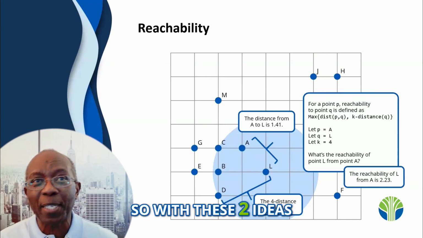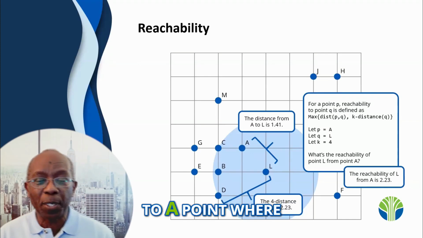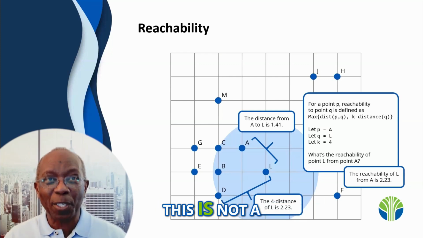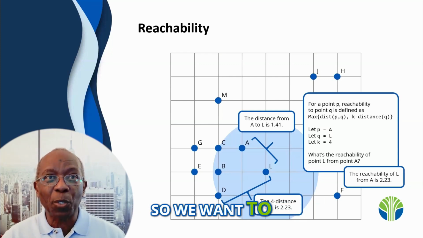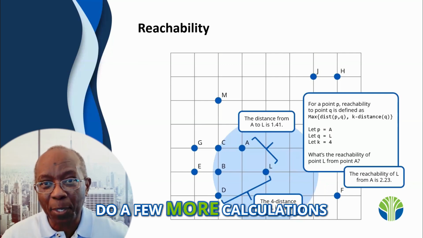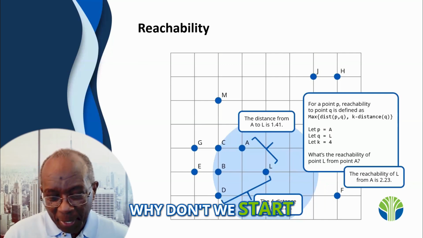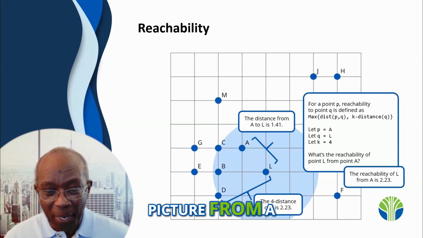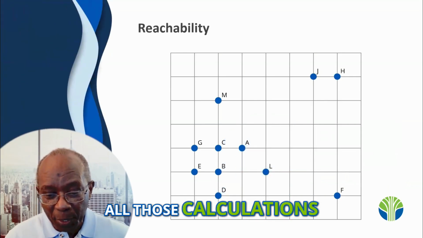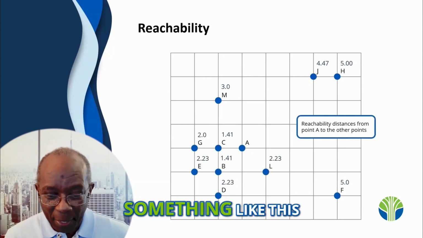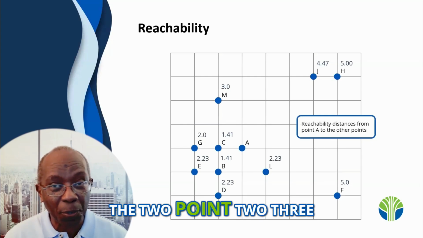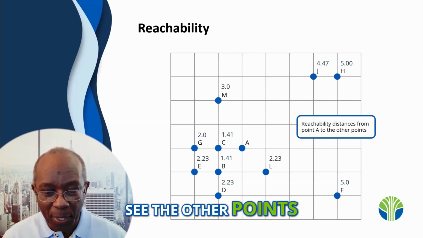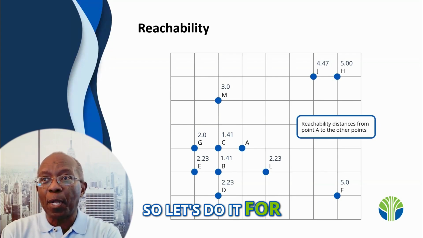So with these 2 ideas, we want to get to a point where we can say, this is a normal point, this is not a normal point. So we want to do a few more calculations. Why don't we start by saying, what's the reachability of every point on our picture from A? So if we do all those calculations, we're going to get something like this. Notice the L has the 2.23 and the G has the 2.0. And then you can see the other points that we have. So let's do it for all the other points.